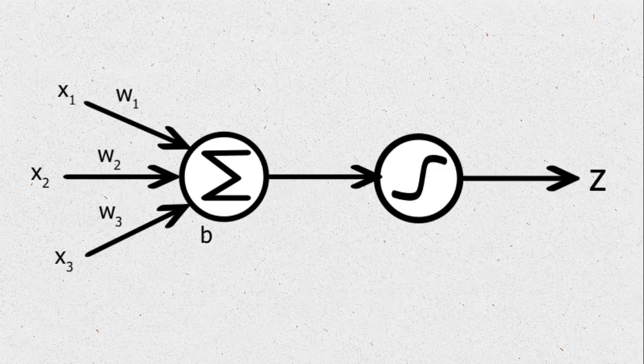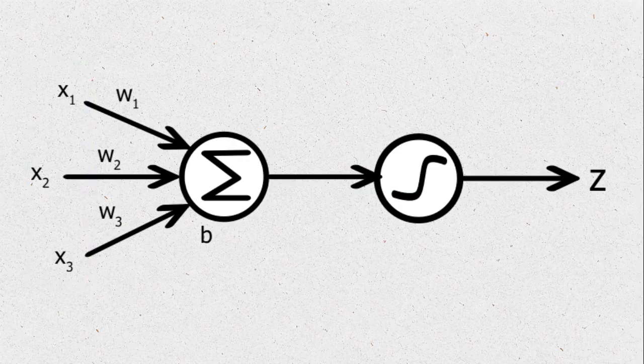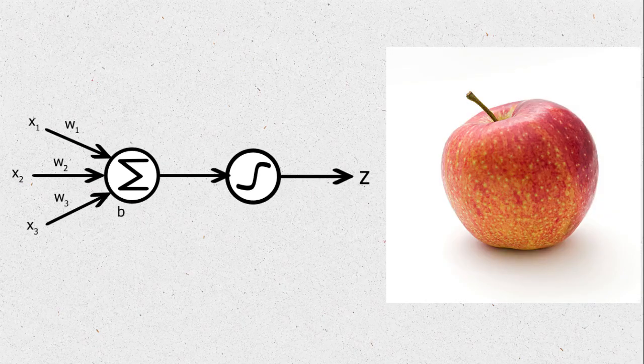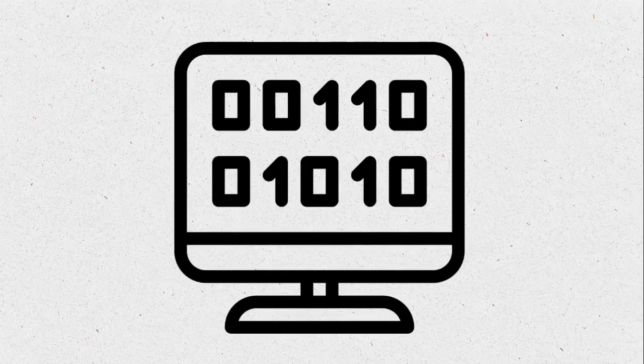Inputs are simply the information that the neuron receives. They are usually represented as x1, x2, x3, and so on. For example, imagine we want our perceptron to decide whether a fruit is an apple. The inputs could be x1, how red the fruit is. x2, how round it is. x3, how sweet it is. These values are just numbers. The perceptron doesn't know what red or sweet means. It only receives numerical values that describe the fruit.